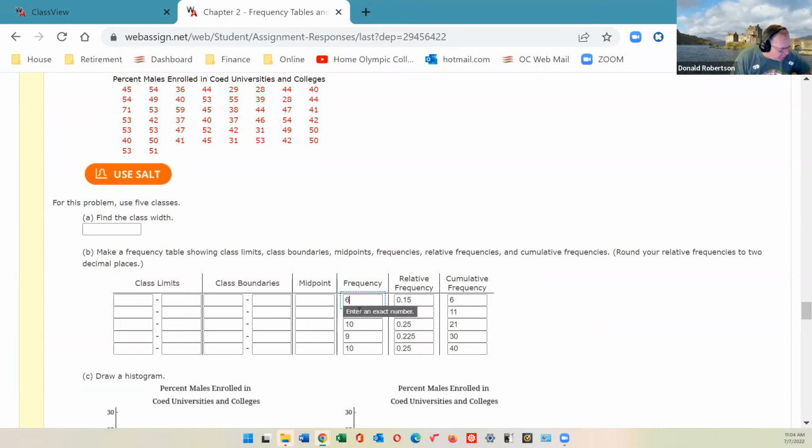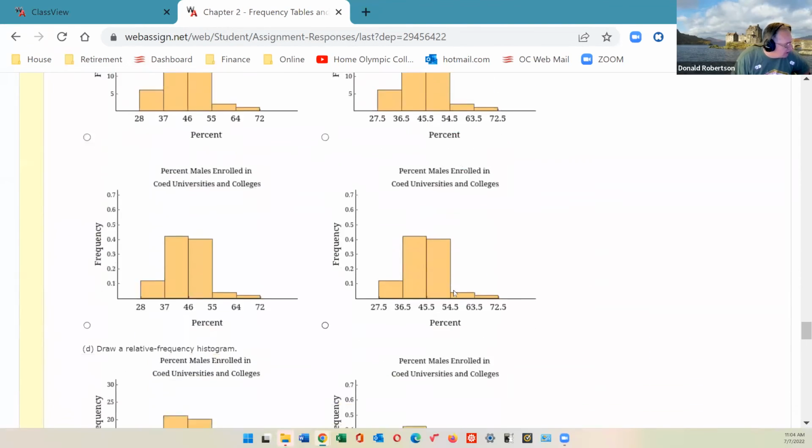So if you know the frequencies and they're correct, divide them by the total number, in this case 40, to get the relative frequencies. To get the cumulative frequency, start off with the same first number, and then add 5 to that, add 10 to that, add 9, and finally add 10, and you get this.